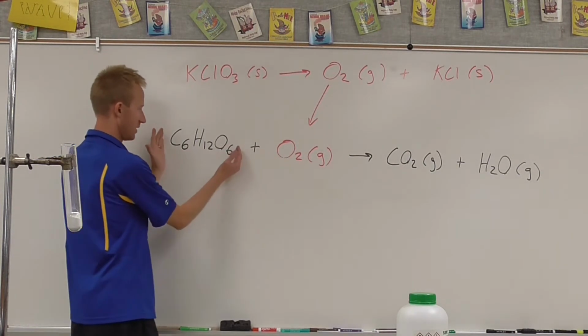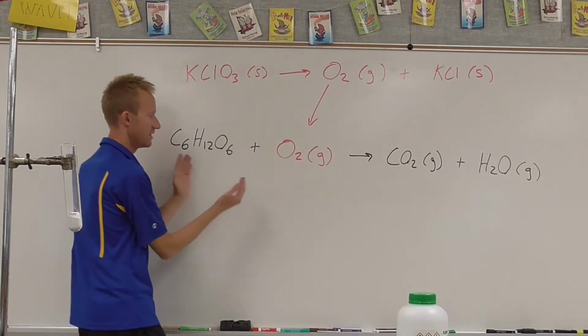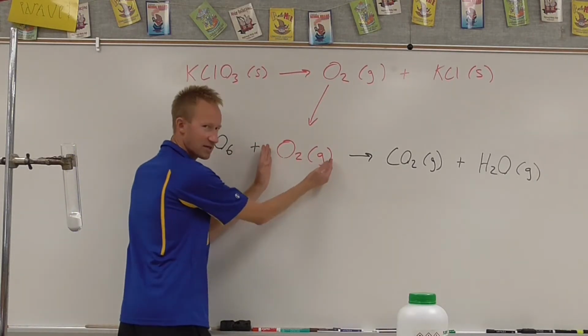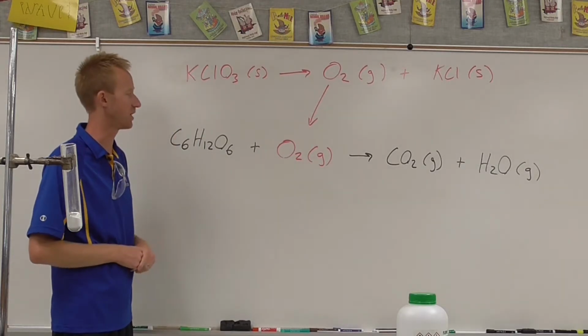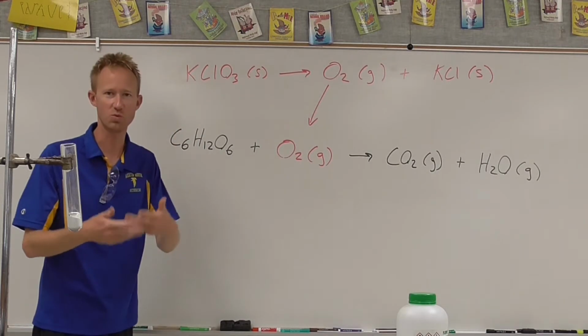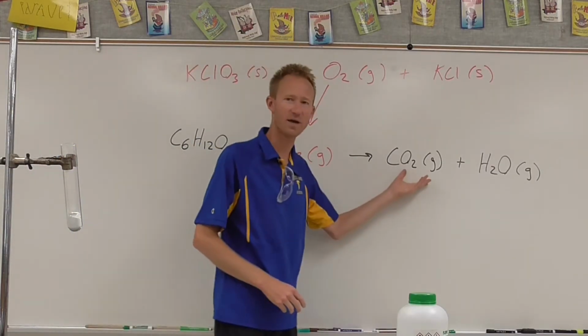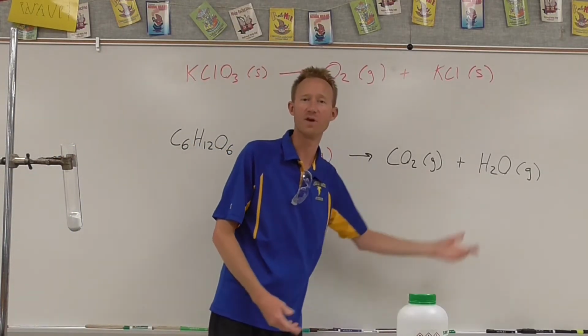So this is sugar. This represents the gummy bear. This is the oxygen, but again, it's not oxygen from the air. It's oxygen from the decomposition of potassium chlorate. And then that will produce the usual products of combustion, which will be carbon dioxide gas and water vapor.